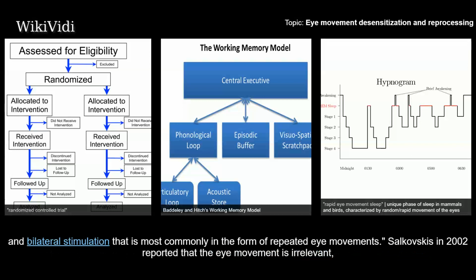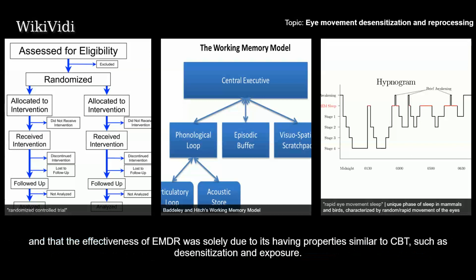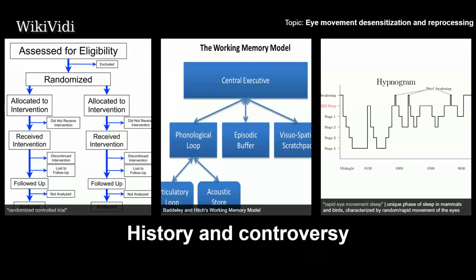Sakowskis in 2002 reported that the eye movement is irrelevant, and that the effectiveness of EMDR was solely due to its having properties similar to CBT, such as desensitization and exposure. History and controversy.